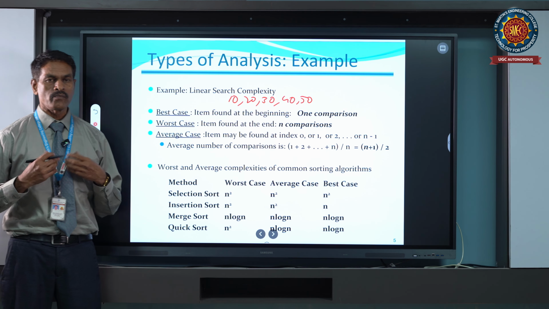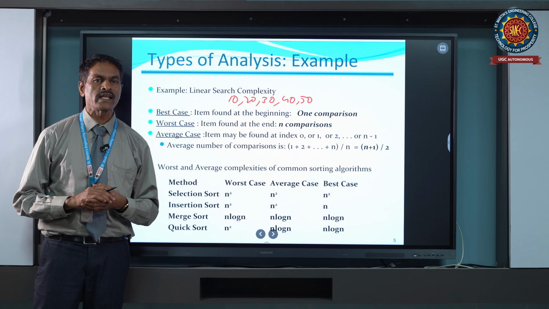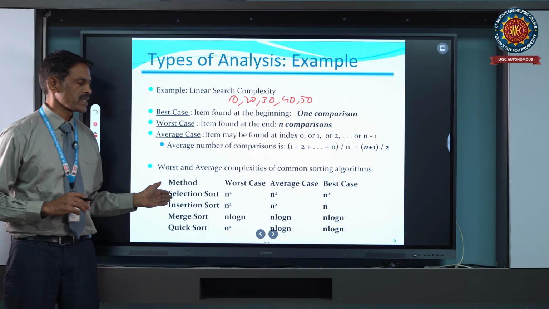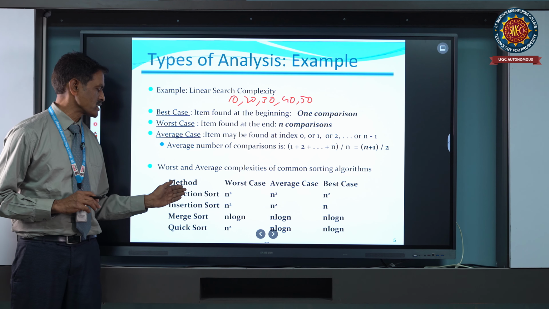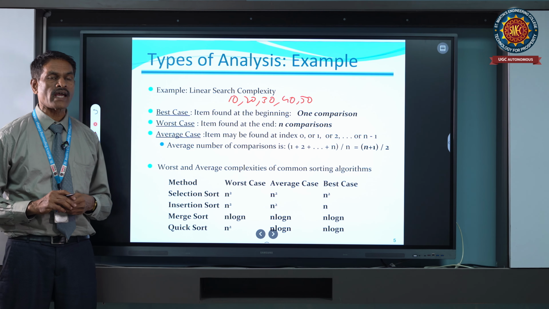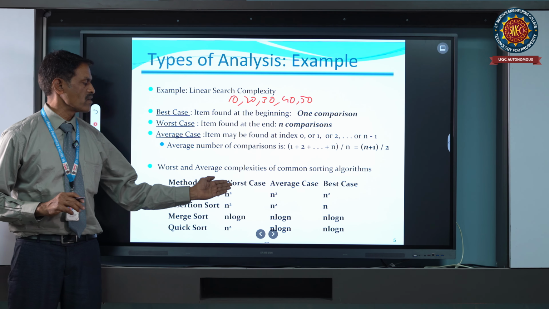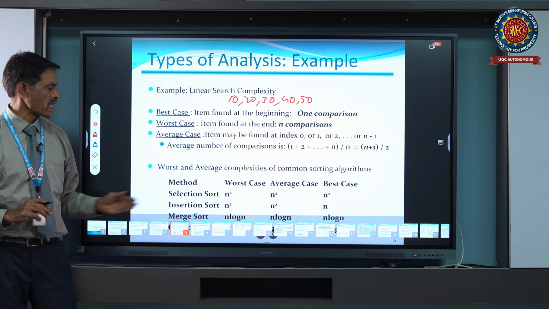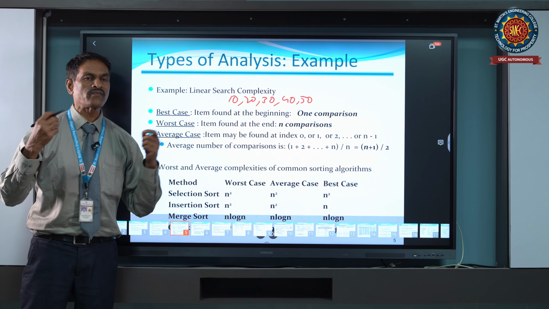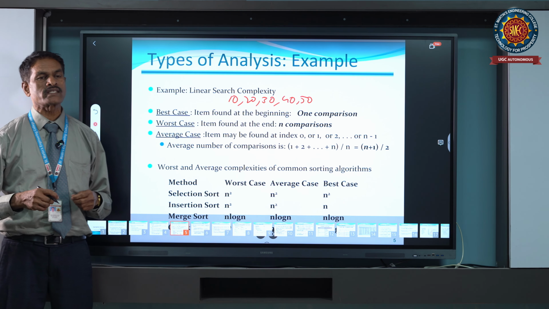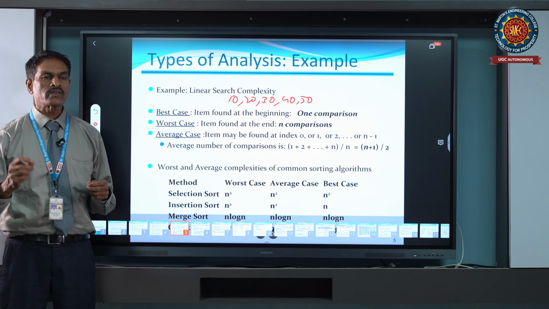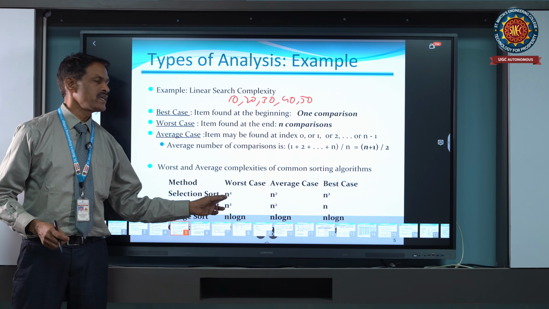Now we come to the mechanisms beyond linear search. Certain mechanisms are there, the sortings: selection sort, insertion sort, merge sort, and quick sort. Here there is a worst case, average case, and best case. In selection sort, we select from different items for comparison, whether a card or any item. For comparison, it is n square.